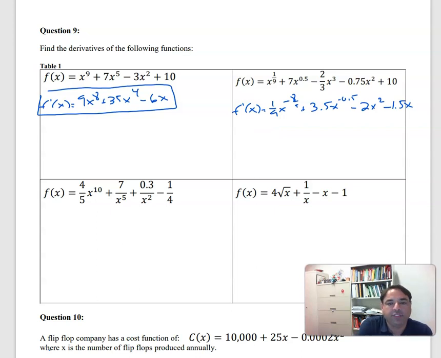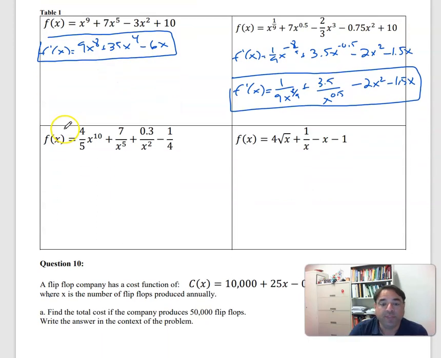Or what I like to do is anytime I have a negative exponent, make it positive. So this would be 1 over 9, move that x to the negative 8 down, becomes positive 8 over 9, plus 3.5, move that x negative 0.5 to the bottom, becomes positive 0.5, and then you have minus 2x squared minus 1.5x.